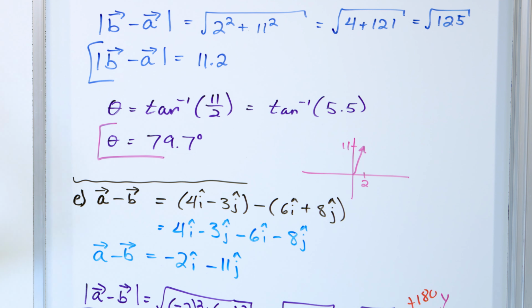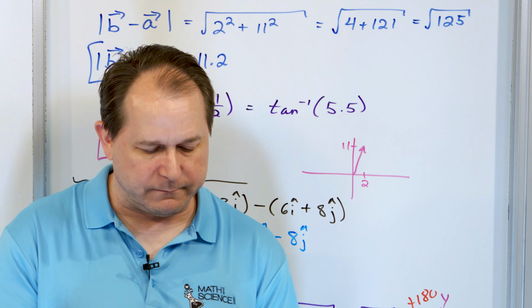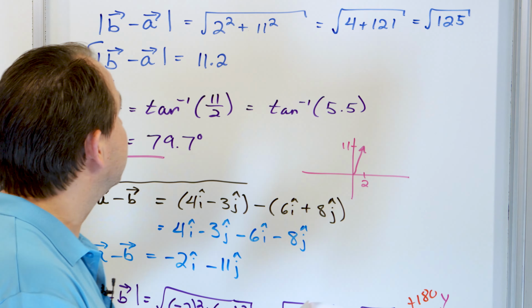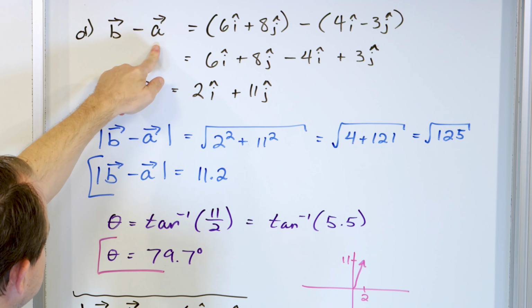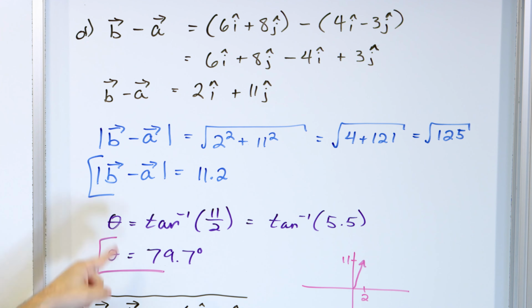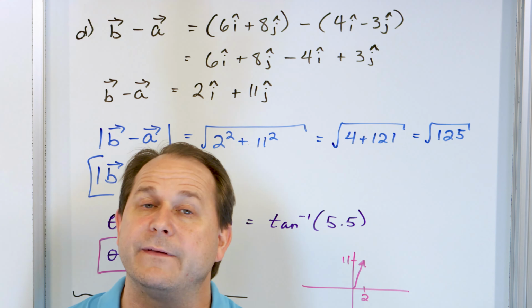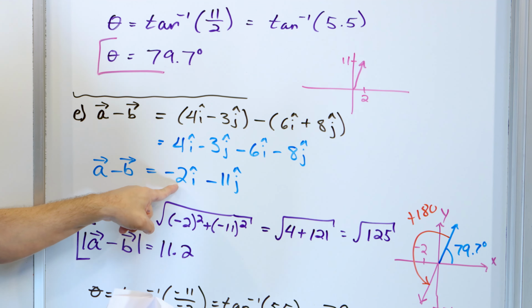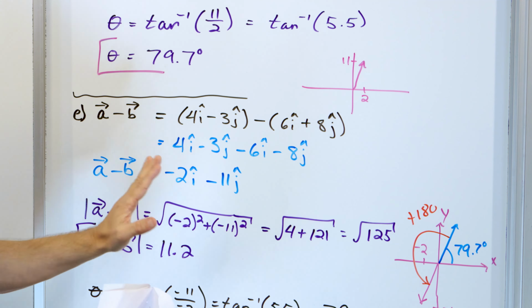So what we want to do now for the last part, which said graph parts D and E, the B minus A vector and the A minus B vector, is graph them. We'll do a little sketch of them to see how they differ. But you can already tell that they sort of differ. The numbers are the same for the components, but they differ by a negative sign. Let's see what that translates to when we actually graph it.